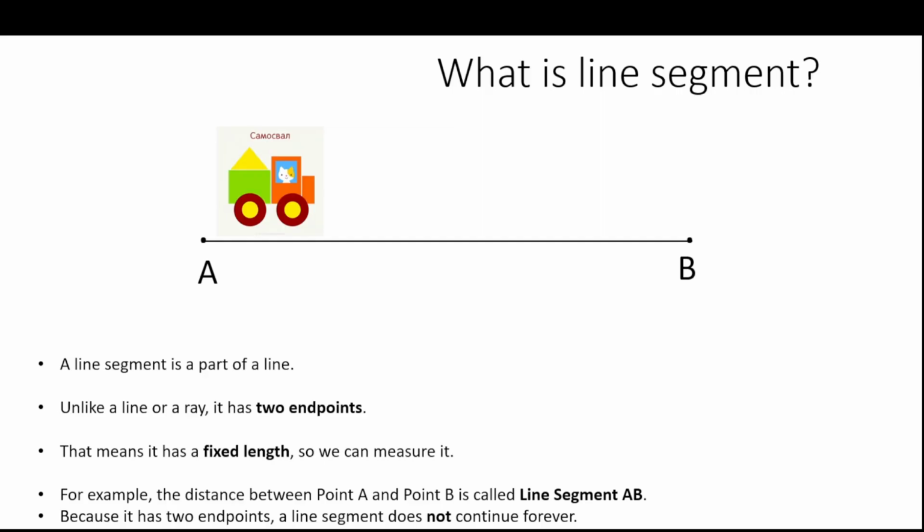So today in our lesson, we discussed a point, which shows us location. We discussed a line, which never ends and never stops. We discussed a ray, which has a starting point but no ending. And right now we've discussed a line segment, which has 2 endpoints. So we can measure it and say, for example, that AB is 10 kilometers.